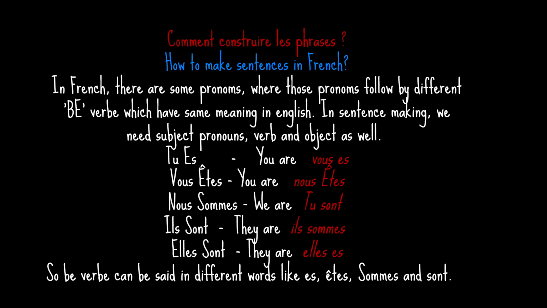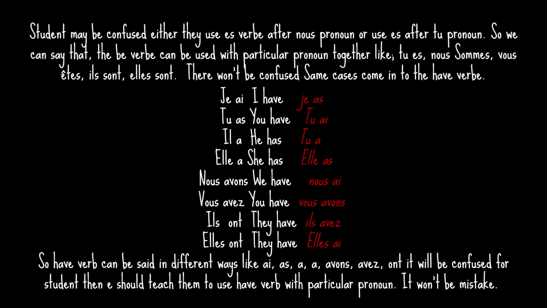For example, j'ai, I have. Tu as, you have. Il a, he has. Elle a, she has. Nous avons, we have. Vous avez, you have. Ils ont, they have. Elles ont, they have, feminine.